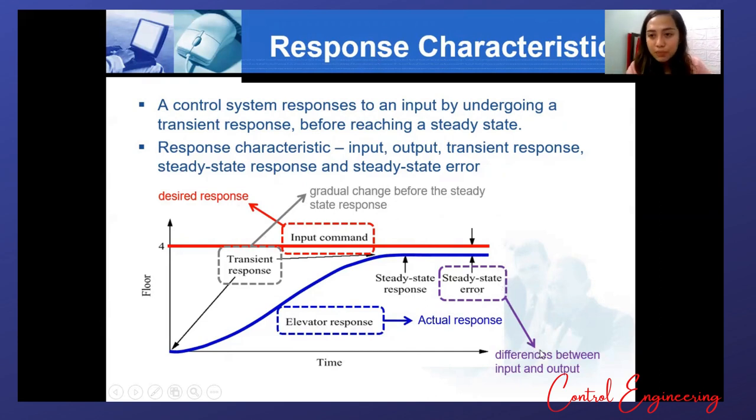This is the difference between the input and the output. And dito naman, sa part na to, the transient response, okay? So, that's the gradual change before the steady state response. So, from zero, as you can see, that's from zero. Ito yung gusto natin, this is the desired response natin. Okay? But in the actual response, it starts with zero, then hindi siya talaga umaabot. Kadalasan, hindi siya umaabot doon sa ating desired response because there are errors na makikita. So, later on, sa mga later part, mas maiintindihan natin ito.